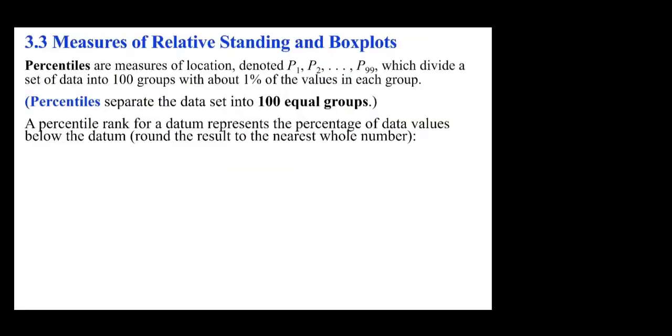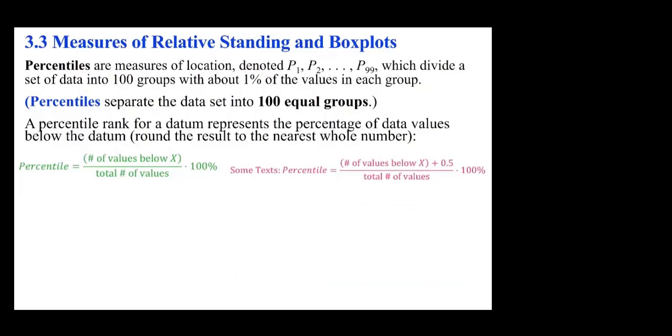Percentiles are measures of location denoted P1, P2, P3, etc., P99, which divide a set of data into 100 groups with about 1% of the values in each group. Percentiles separate the data set into 100 equal groups. A percentile rank for a datum represents the percentage of data values below the datum. Round the result to the nearest whole number. Here's how the percentile works. Number of values below x divided by the total number of values. Now that 100% just changes it to percentage. I want you to see the concept. What's important is to see this one.